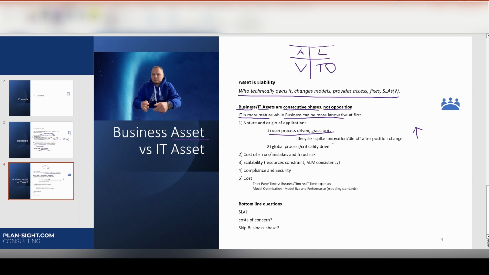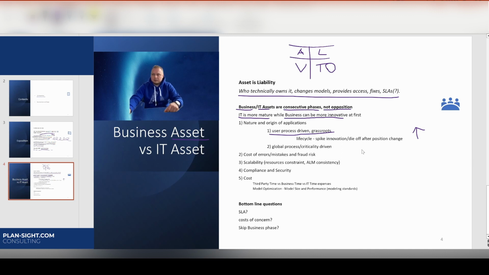Okay, so if you have the case where most of your applications are user process driven, then maybe the business asset approach is closer to your case, and you should probably bolster this and prolong the innovation cycle, spark the innovation, and try to keep this as valuable as possible for as long as possible once the project is over. So this type of application I would characterize as bottom up, and this is closer to business asset.